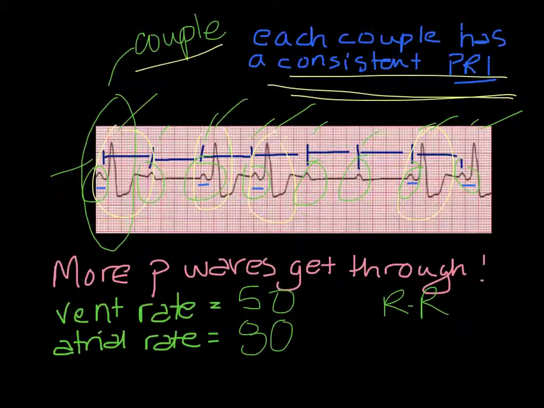Okay? So remember, if you're doing a second degree type 2, each couple that gets into club ventricular has a consistent PRI, and more P waves get through than couples.